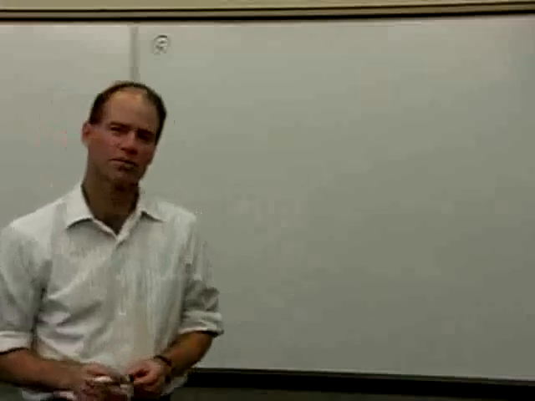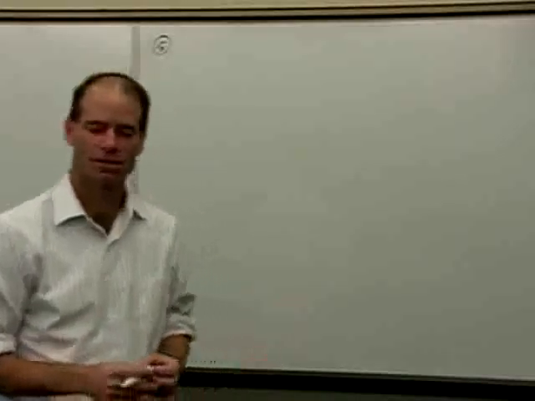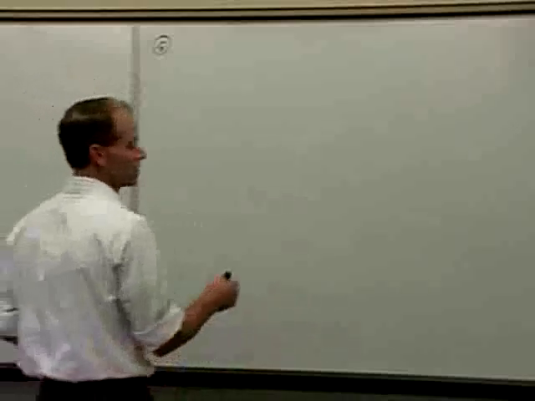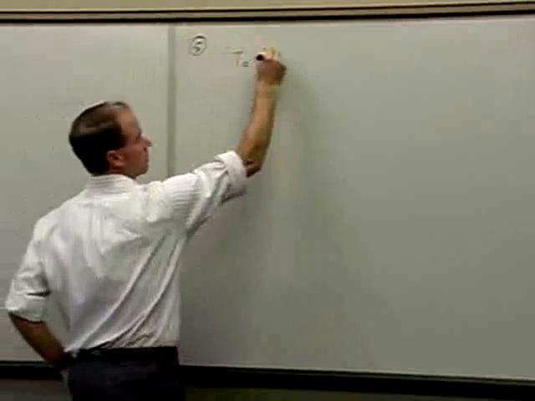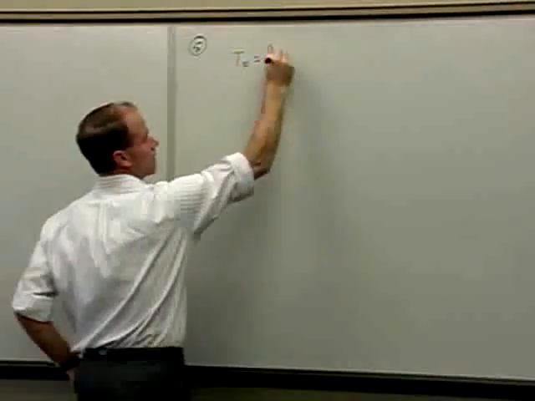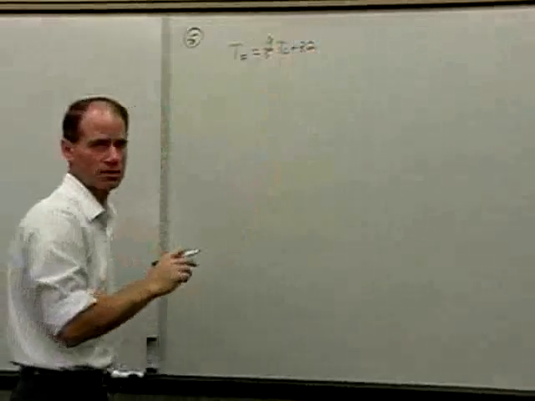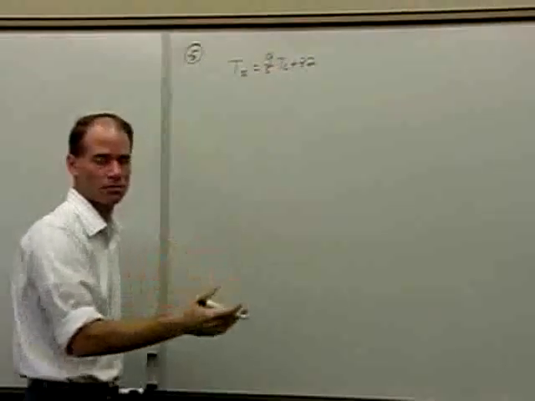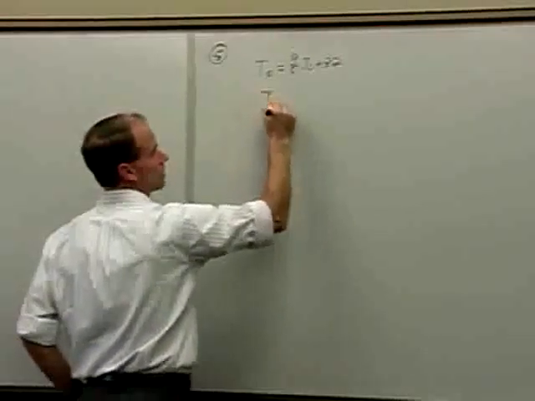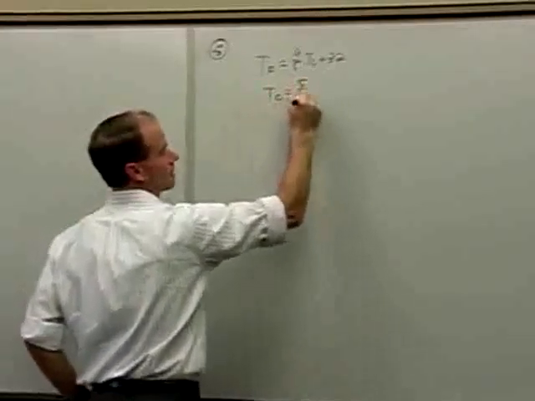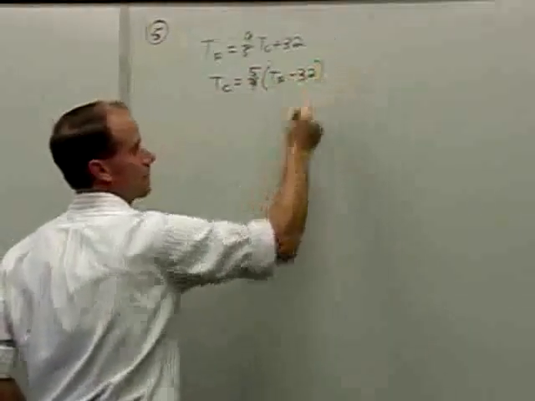Well, let's actually come up with a relationship to convert temperature in Fahrenheit to temperature in Kelvin. We can start from this equation. Temperature in Fahrenheit is 9/5 temperature in Celsius plus 32. In the previous problem, we solved this for the temperature in Celsius in terms of the temperature in Fahrenheit. So we said that the temperature in Celsius is 5/9 the temperature in Fahrenheit minus 32.